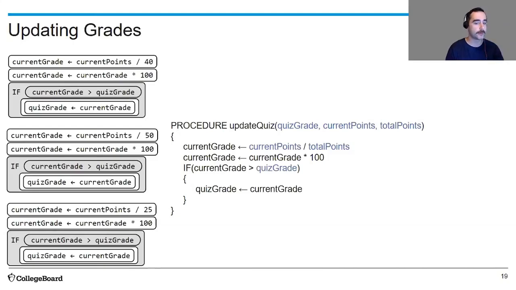And then if that current grade is higher than the quiz grade given to us, we will assign current grade to quiz grade. Now, this procedure really needs to return a grade if we're going to update that quiz. If it returns the old grade, then that's fine. But if it returns the new grade, then that grade will be higher for the student. So we want to make sure that we return quiz grade.